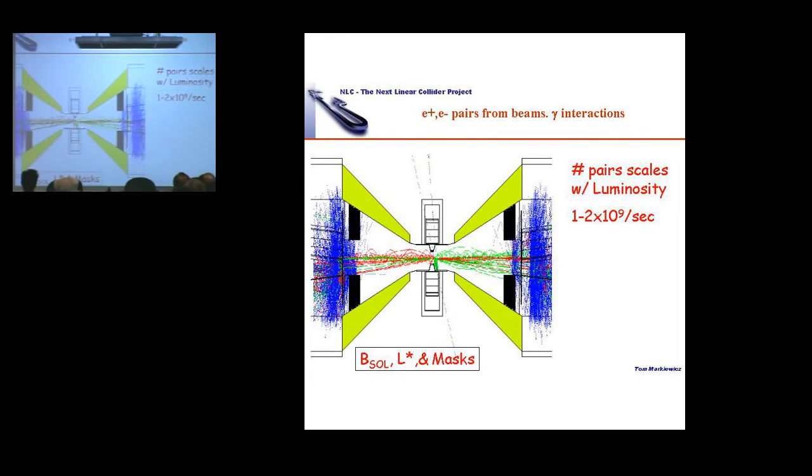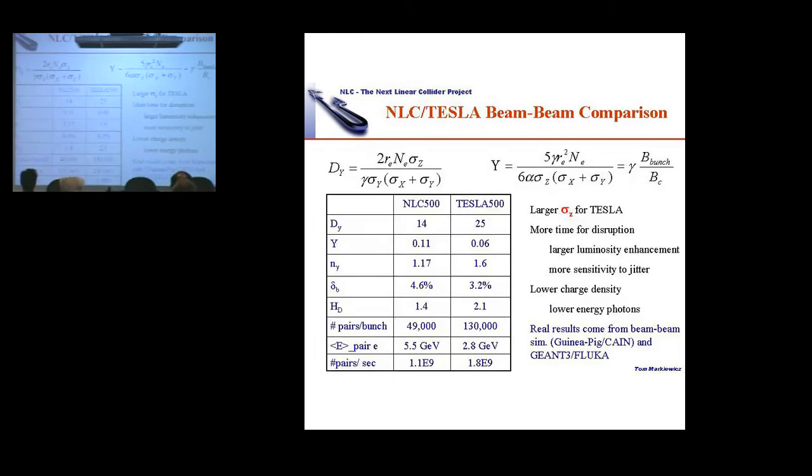When these particles are produced, they spiral in the magnetic field of the detector, hitting things. When they hit things, they produce backscattered electrons and photons which shine everywhere, and that's what you have to control. As I said, the number of pairs scales with luminosity, and you're getting between 1 and 2 times 10 to the 9th of these per second. You control it with your solenoid field, L star, and masks.